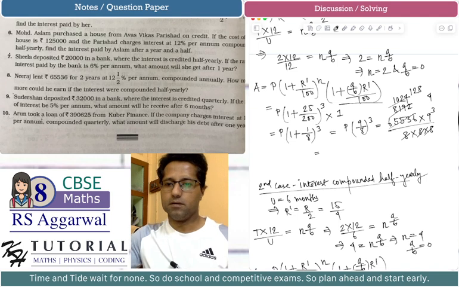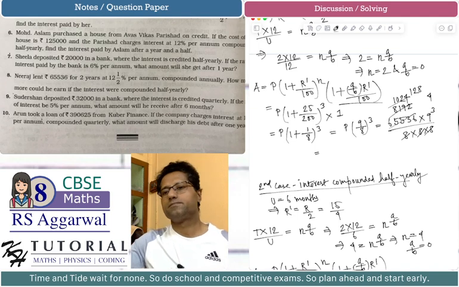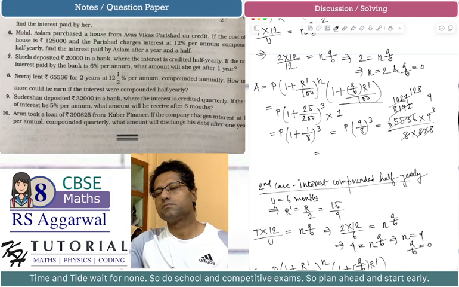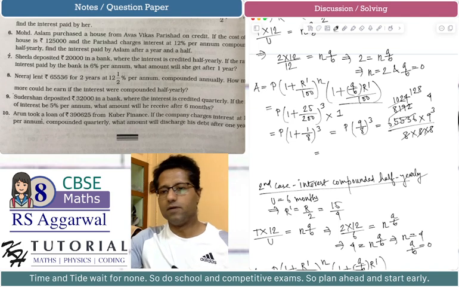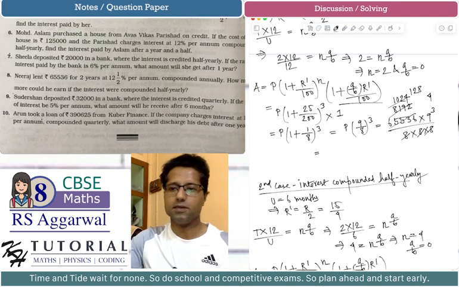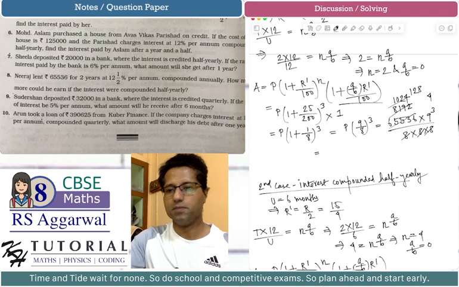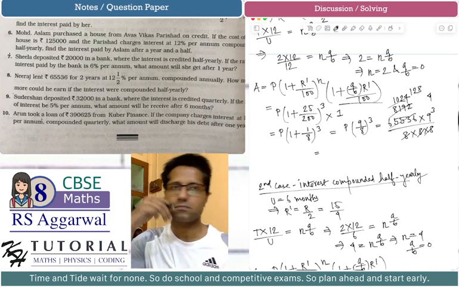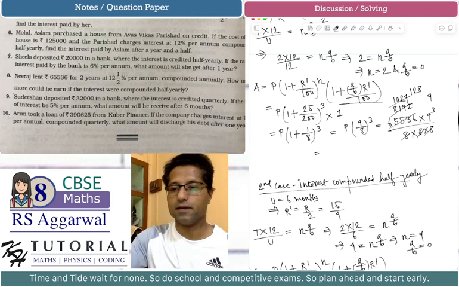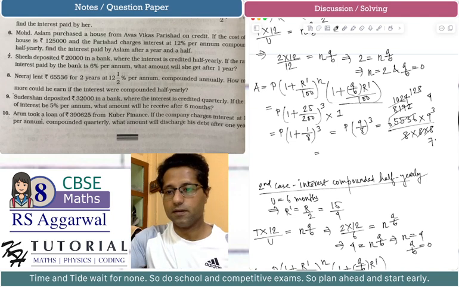Now 128 multiplied by 9 cubed. Now what is 9 cubed? 9 cubed is 729. So 729 multiplied by 128.